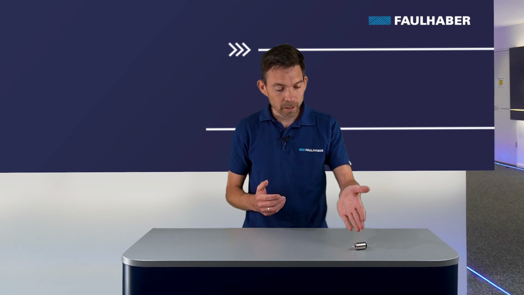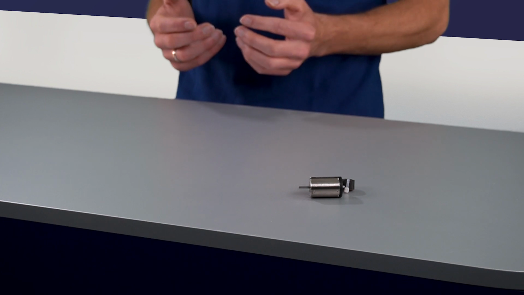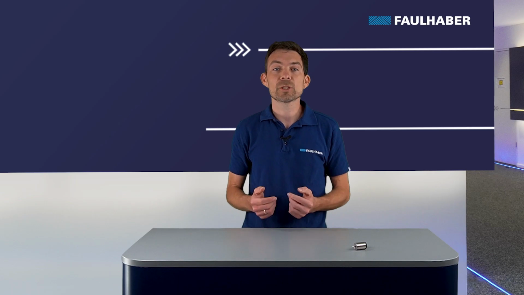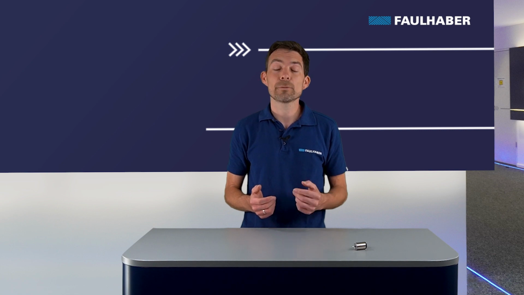Today we want to have a closer look at the FaulHarbor motor datasheets. As an example, I have brought a brushless 2232BX4 motor with me. On our datasheets, you will find all relevant product details. Where to find these datasheets? Well, that's pretty easy. They are all published on our FaulHarbor website.